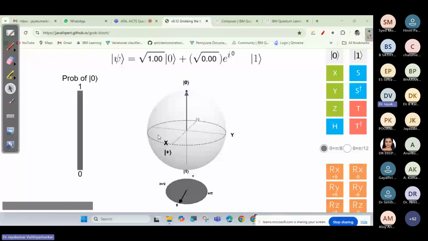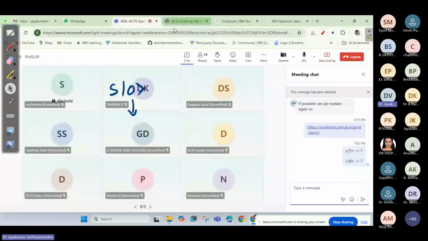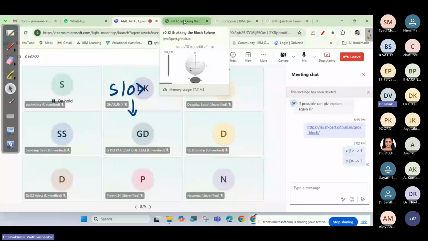Okay. So these gates we discussed. The next gate is the S gate. So click S in state 0 and tell me where it goes. Click state 0, apply S gate and tell me where it goes. Are you able to follow? So please put it in the chat box or unmute yourself and answer.